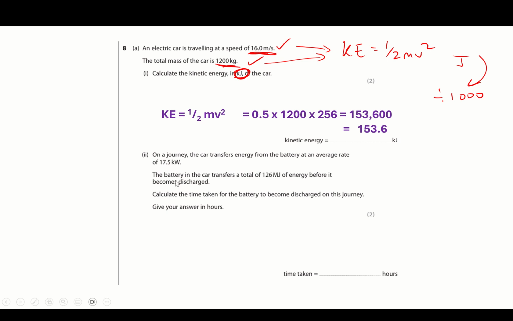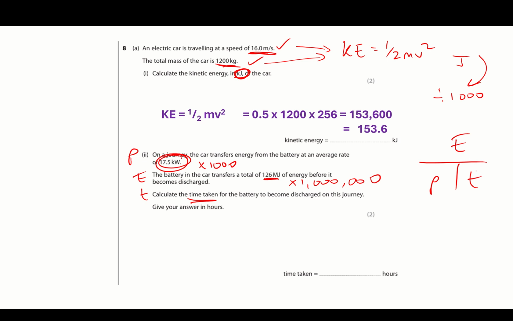Whoops. On a journey, the car transfers energy at an average rate of 17.5 kilowatts. So I'm going to have to times that by 1,000. The battery transfers a total of 126 megajoules, times that by 1,000,000. Calculate the time taken. So we can see we've got a power, we've got an energy, and we've got a time. So that's going to be our PET. And it's going to ask us to calculate the time, and it wants it in hours.